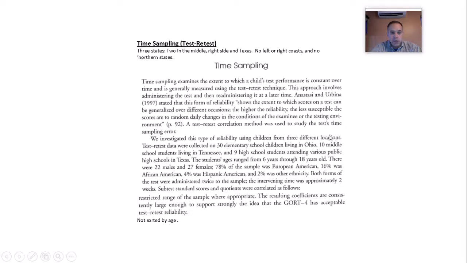So they did this over time. Let's read how they did this. Collected on 30 elementary school children living in Ohio, 10 in Tennessee, 9 different high school students attending various public schools in Texas. These were the ranges that they did. The intervening time was 2 weeks. Subtest standard scores and quotients were correlated as follows.